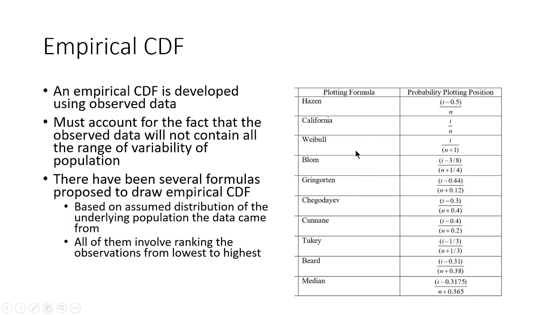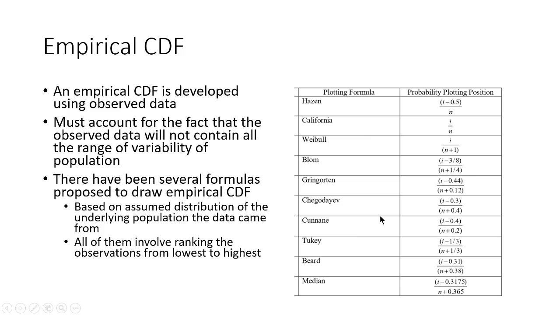So again, plotting formulas give us the y-axis of our cumulative distribution function. The y-axis, if you remember from the cumulative distribution function, has the cumulative probabilities, and this value, depending on which formula you pick, provides that cumulative probability for some value of flow or precipitation or whatever our hydrologic variable of interest is. So we first take the sample data, rank it, and then we get i, and then we get n, which is your sample size, and then you plug it into the formula to get your cumulative distribution function. If you notice here, most formulas, what are they doing?